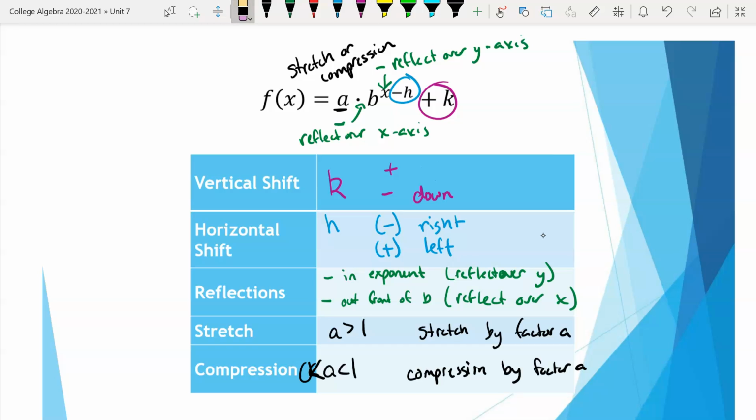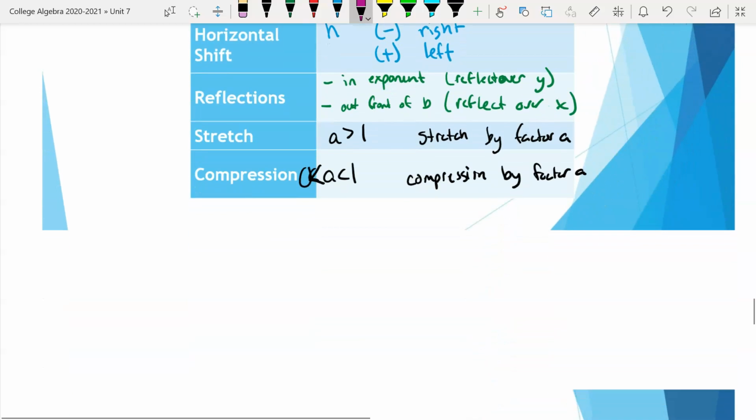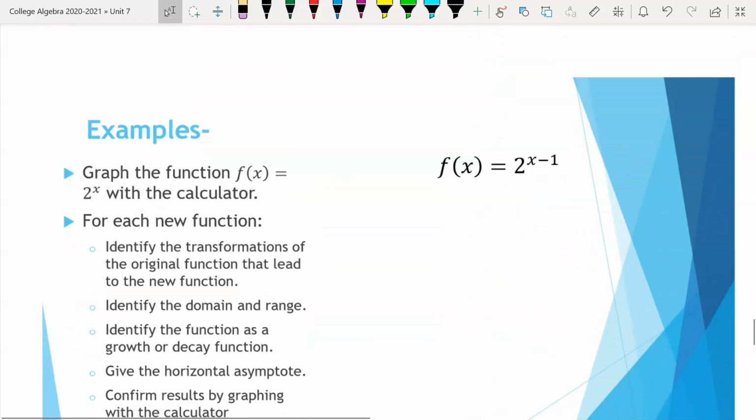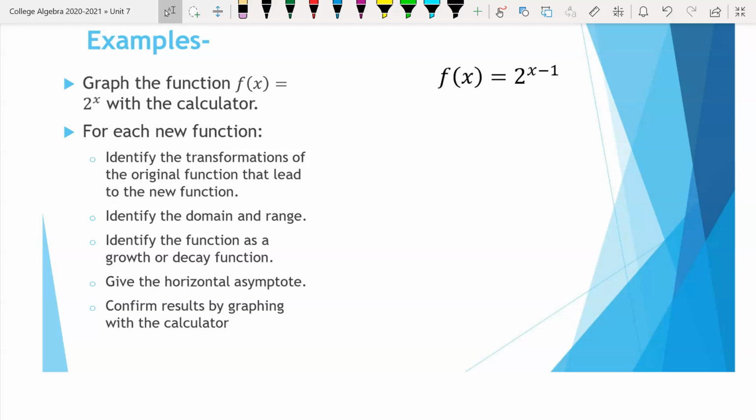So those are all the transformations we talk about. As long as you know the general rules for transformations, you should be able to graph it and get the general shape of it. So it says graph the function with a calculator, 2 to the x. Identify the transformations, identify the domain and range, identify the function as a growth or decay function, give the horizontal asymptote, and confirm results by graphing with a calculator. And we'll check these on Desmos.